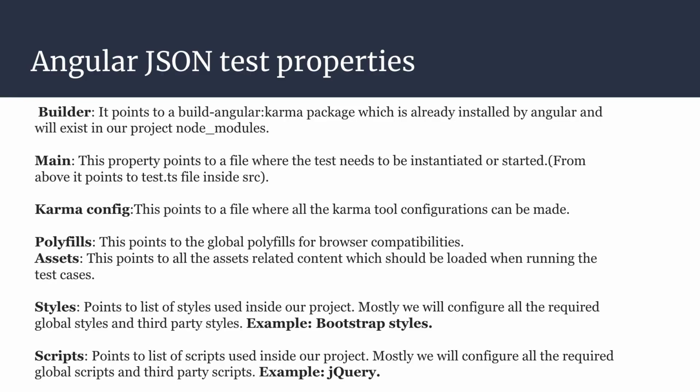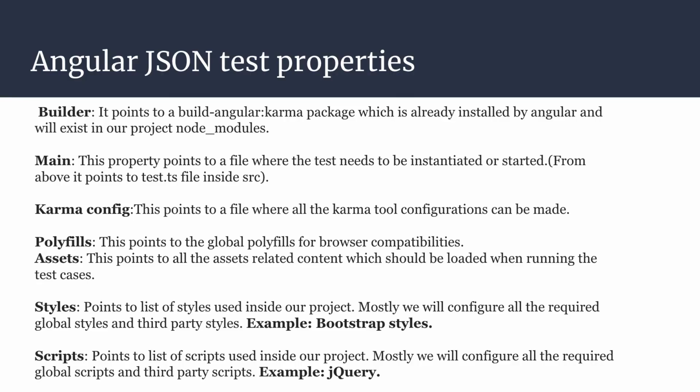There is one more property called main. This is the main test.ts file where the initiation starts. So this property points to a file where the test needs to be instantiated. By default it points to the test.ts file, and there is one more property called karmaConfig. This points to a file where all the Karma tool configurations are made.